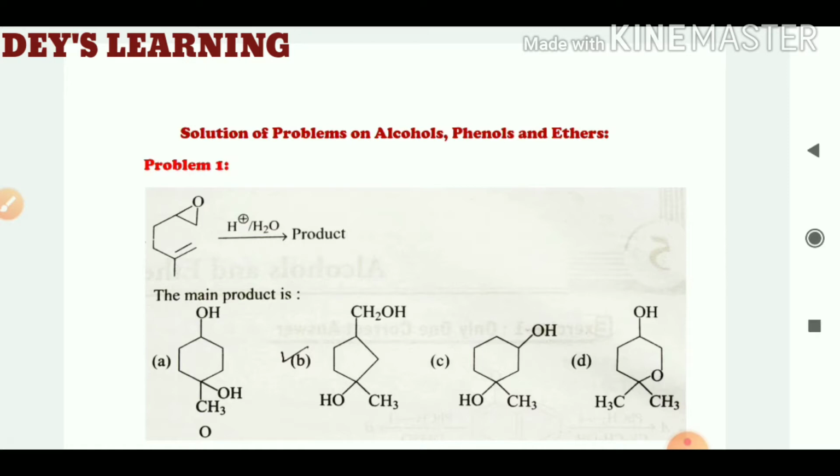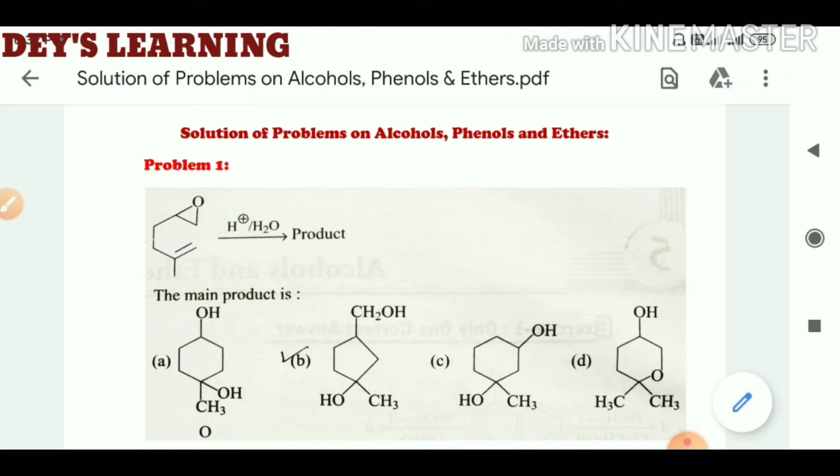Today we are going to solve some selected problems on alcohols, phenols and ethers. So let's go.